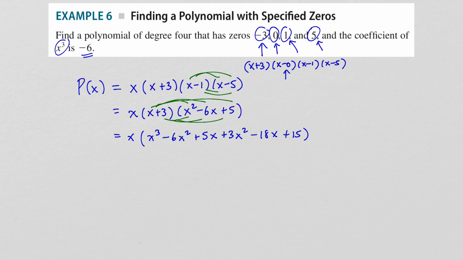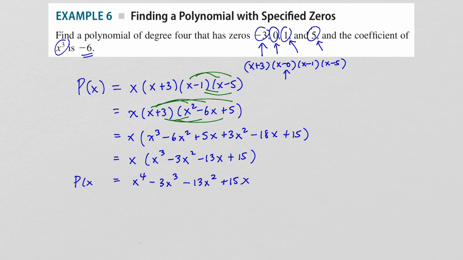So double check my work here. Simplifying, we get x cubed minus 3x squared minus 13x plus 15. And now I just need to multiply x to all of these, and that's pretty simple to do. That's just going to be x to the fourth minus 3x cubed minus 13x squared plus 15x. And this is our polynomial p of x.